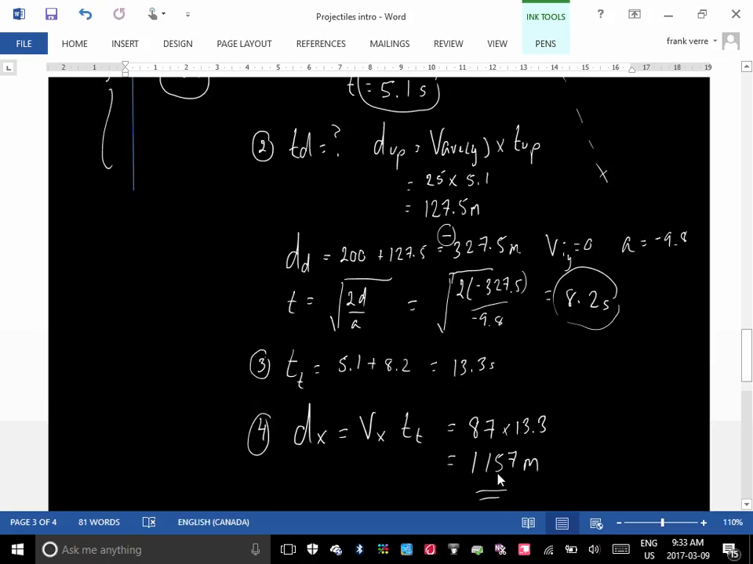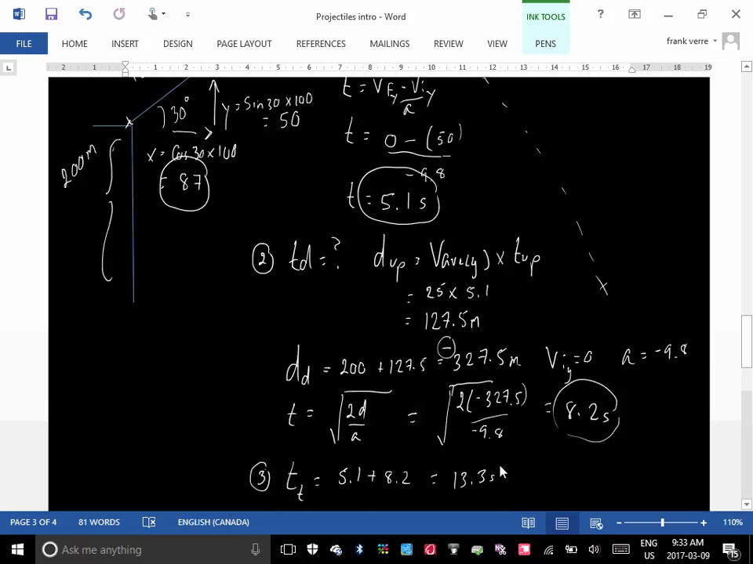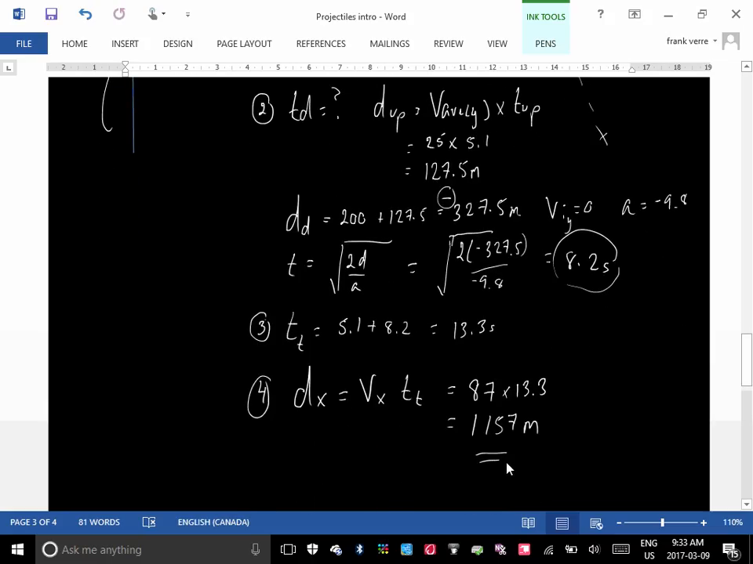Alright, so there's our final answer. Again, a couple of concepts. If you want to know the max height, do you need the total time or the time to go up? Time to go up. But if you want the range, like how far it goes, you need the total time. Those are two very important concepts, okay?